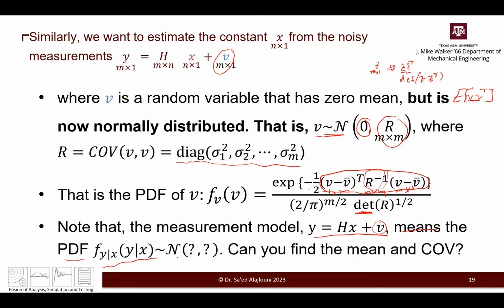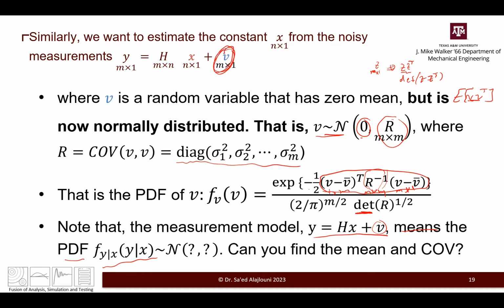If you look at this model, we know that this is normal with 0 mean and covariance matrix R. Given this information, if I give you the value of X, can you tell me what will be the distribution of Y? I already told you it's going to be Gaussian. Because this is Gaussian, right?